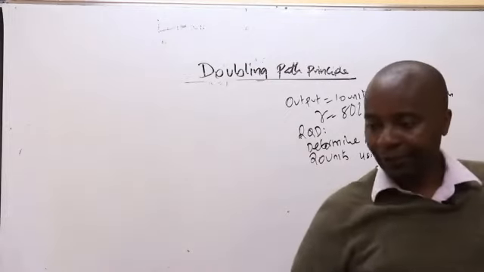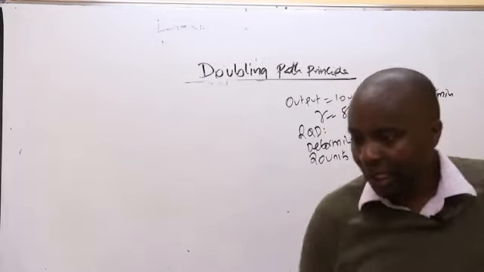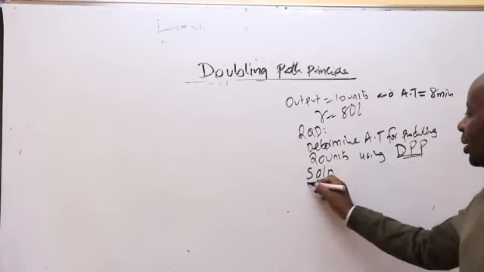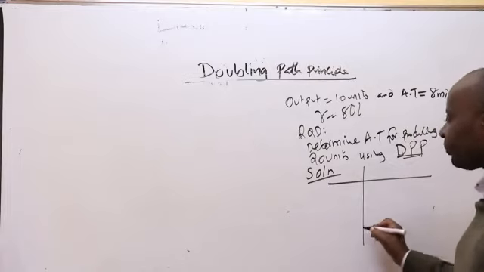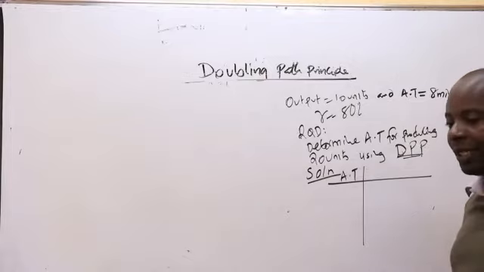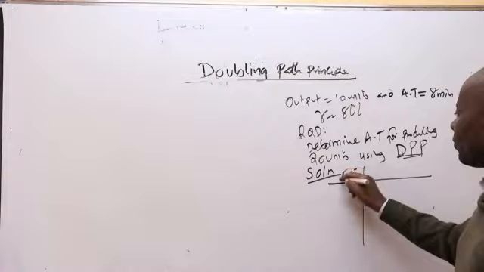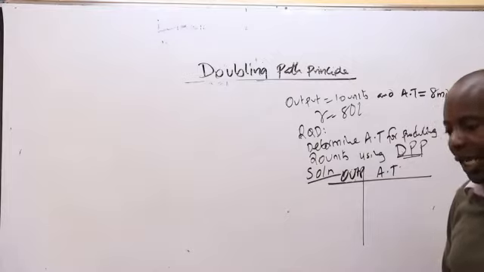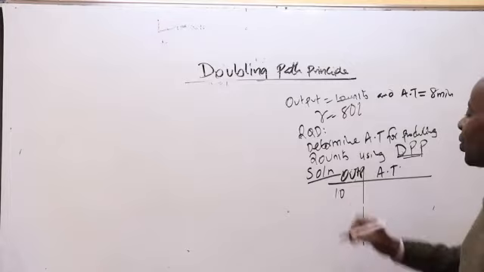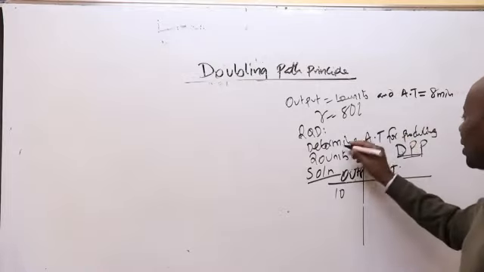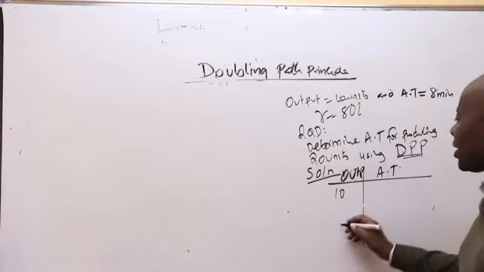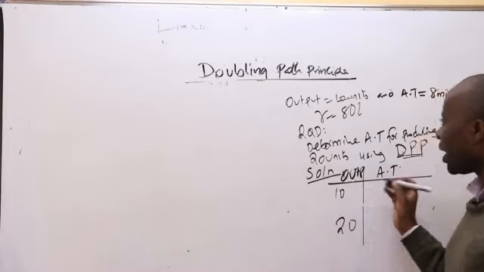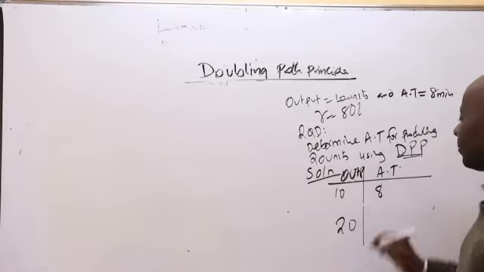What will happen there? What I'll do is quite a simple thing. I will come here in the solution, and I have my table there. I have output first, and then my average time. Output versus average time. The first output given here is 10 units. The next output is 20, the one they want us to determine the average time for. So I can see the concept of doubling. The average time of 10 units has been given as 8 minutes.